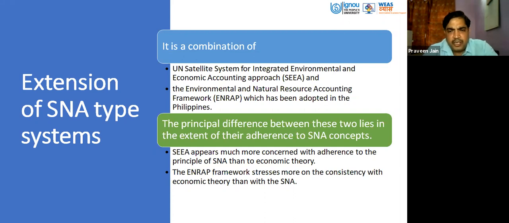So the principal difference between these two approaches, SEEA and ENRAP, is basically the adherence to the SNA concept. The SEEA is more concerned about the principle of calculating the national account than the economic theory. But the ENRAP approach is more focused on different economic theories of growth and development.